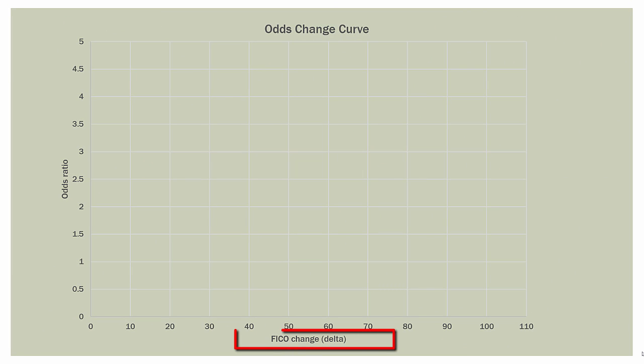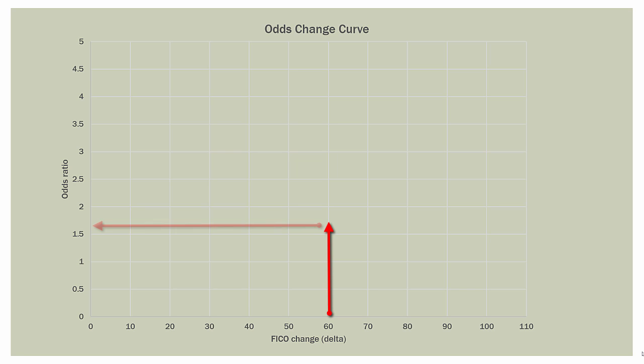Down at the bottom, we have FICO score change, or delta. Remember, delta means change. So if the first score is 600, and then the second score, when you walk in the second time to the bank, is 660, then we're going to look at the FICO change of 60 here on the bottom. And then when we go up, we will have an odds ratio associated with that change of 60 points. And again, that's the same for any change along the bottom.